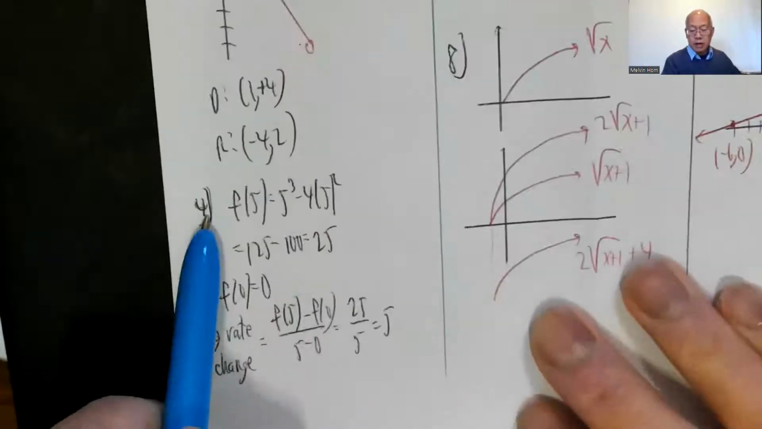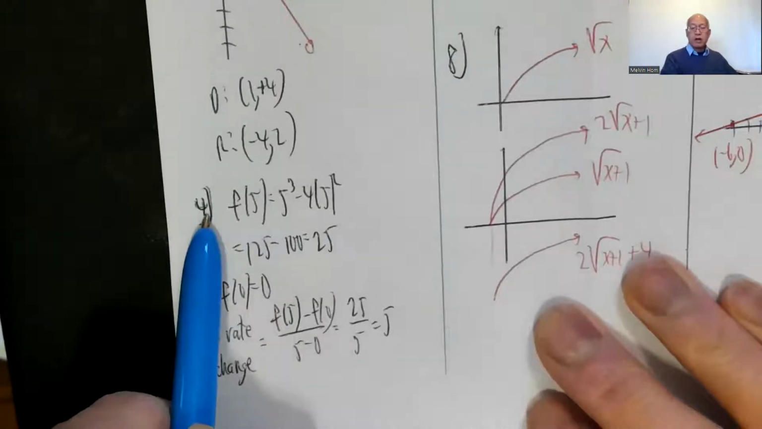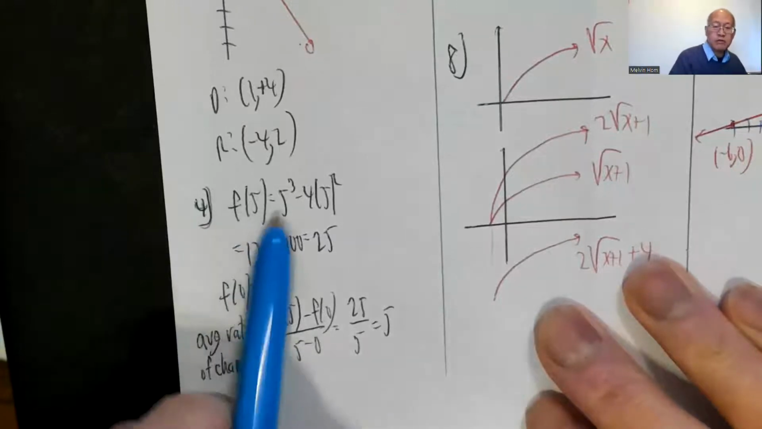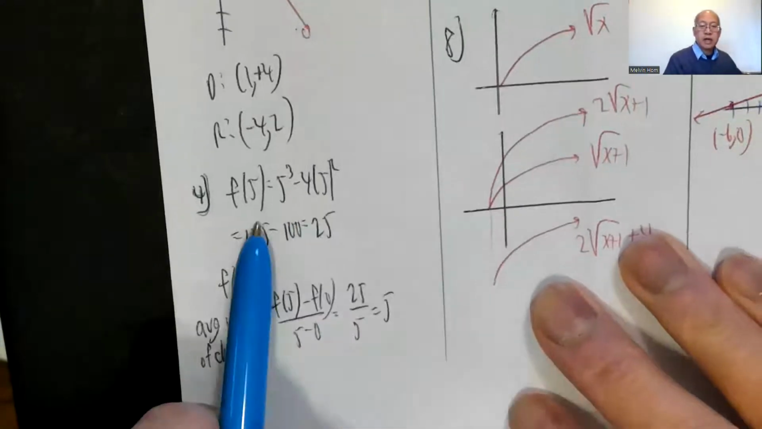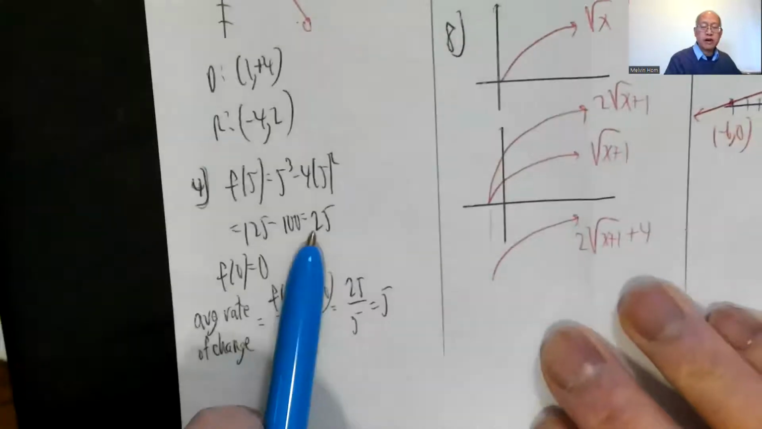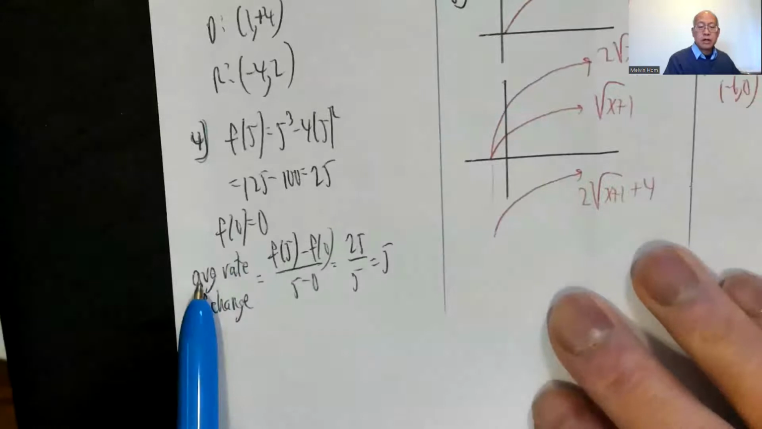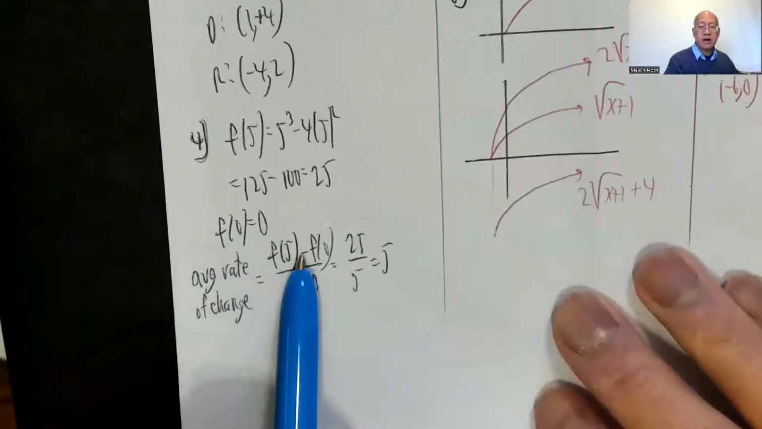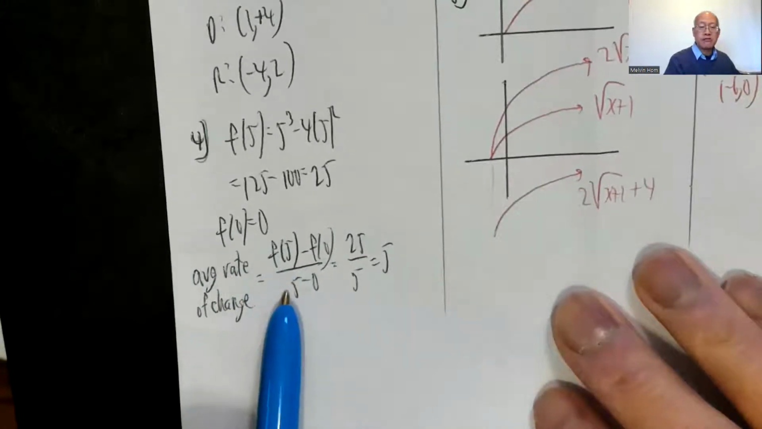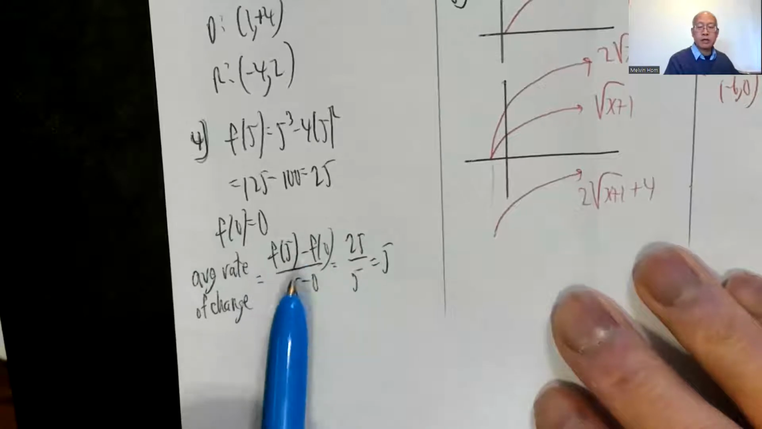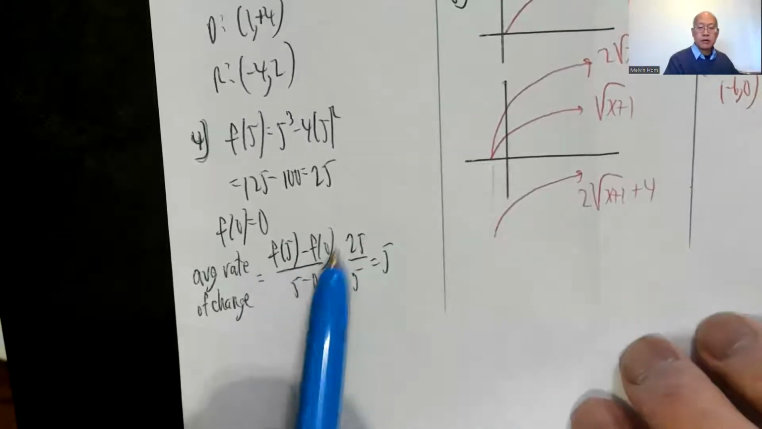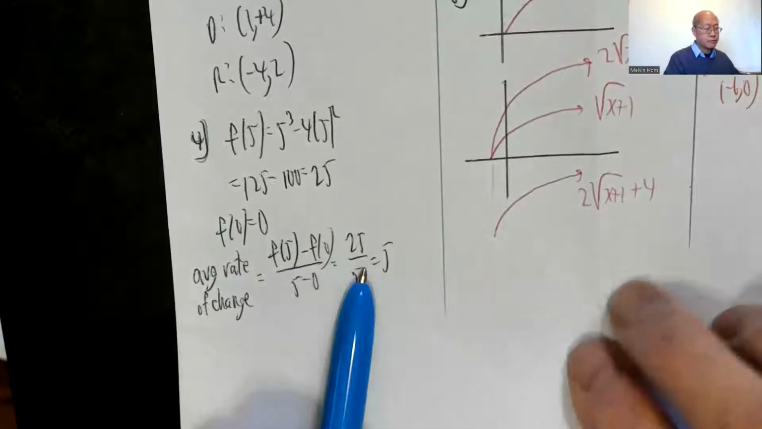Number 4, average rate of change from 0 to 5. Plug in 5. F of 5 is 5 cubed minus 4 times 5 squared. That's 125 minus 100, or 25. You plug in 0. F of 0 is 0. And the average rate of change is f of 5 minus f of 0 divided by 5 minus 0. It's basically y2 minus y1 divided by x2 minus x1. 25 divided by 5 is 5.